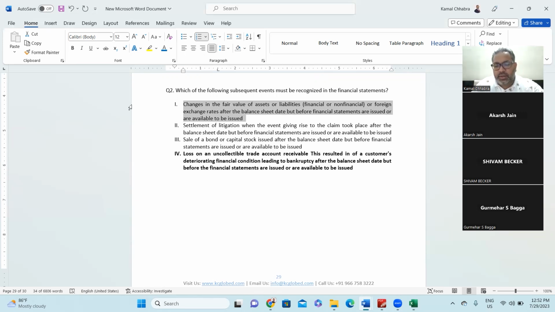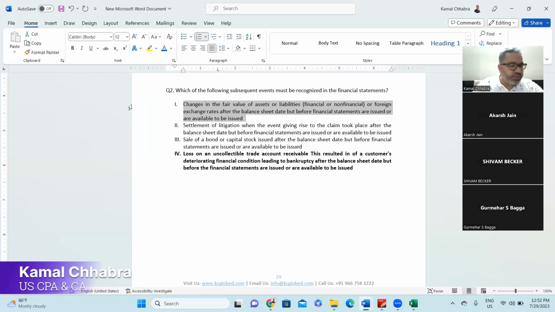Second is settlement of litigation when the event giving rise to the claim took place after the balance sheet date. That means it happened only after the balance sheet date, so the existence was after the balance sheet date, hence it is not considered a subsequent event. Third is sale of bond or capital stock issued after the balance sheet date, right? If you are issuing, that is also not considered a subsequent event.